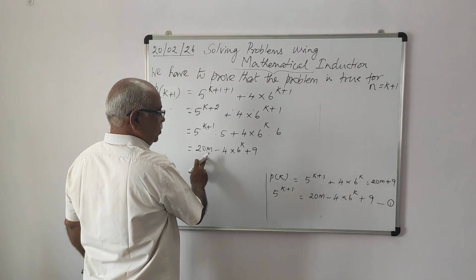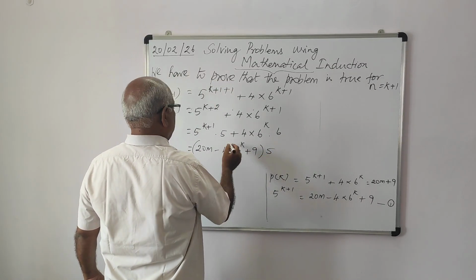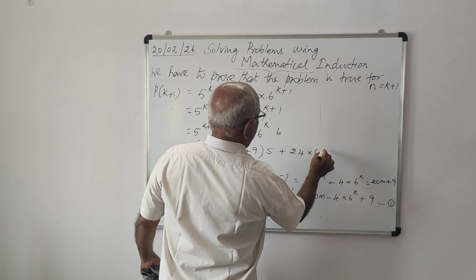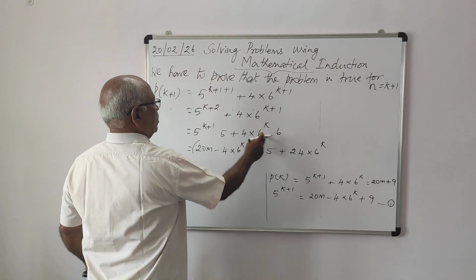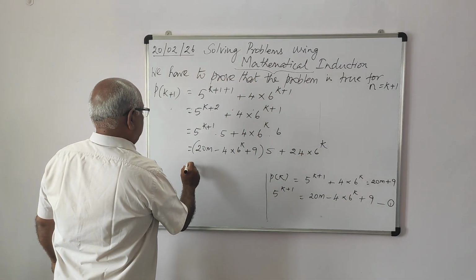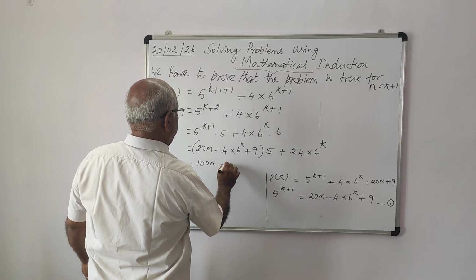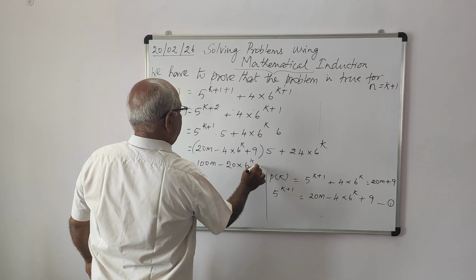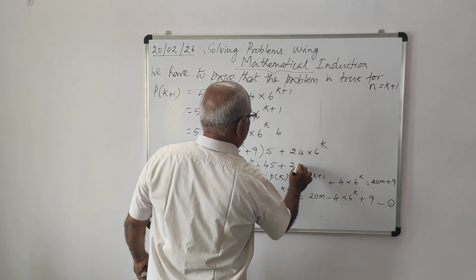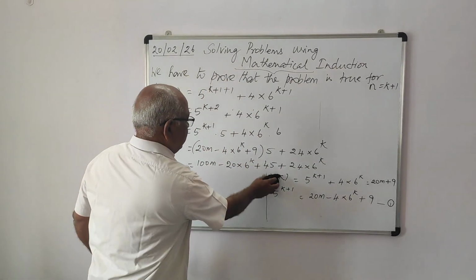So 5 power k plus 1 is 20m minus 4 is 6 power k plus 9 into 5 is that into 5, plus 4 6s are 24 into 6 power k. So this is 5 into 20, 100m, minus 5 4s are 20 into 6 power k, plus 5 9s are 45, plus 24 into 6 power k. Okay? Listen.